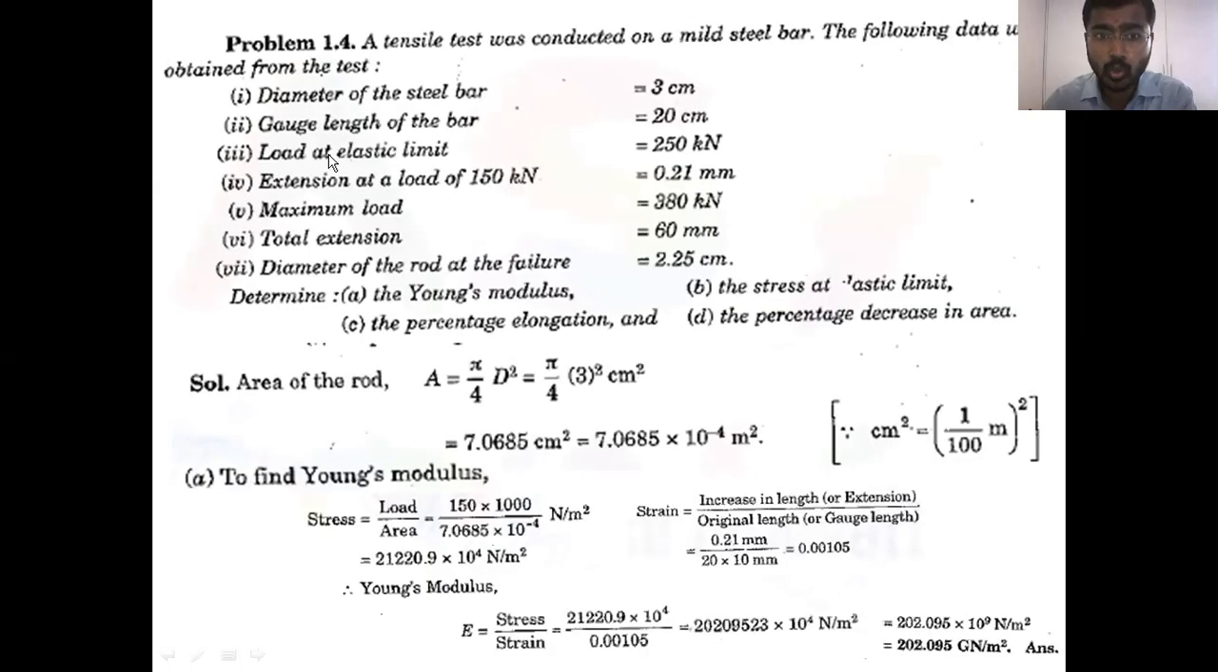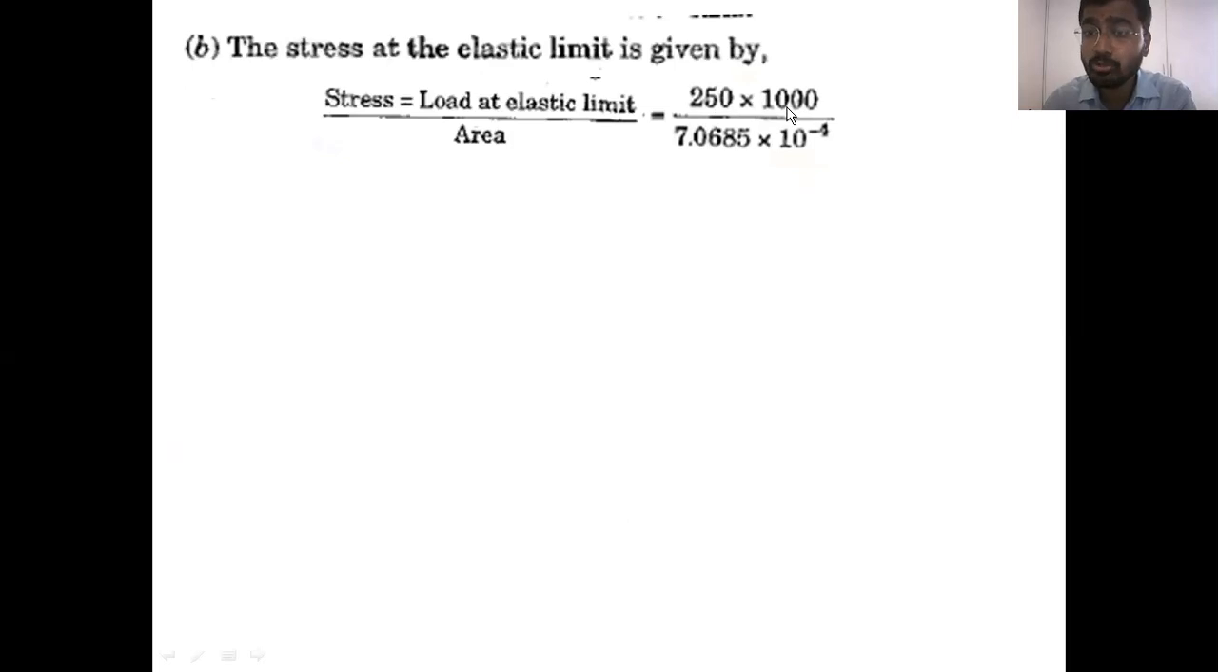So, the load at elastic limit. What was the load at elastic limit? If I show you, it is 250 kilonewton. So I'll write 250 kilonewton. Kilo is 10 to the power 3, or you can write 1000, divided by the area you have already calculated in meters.